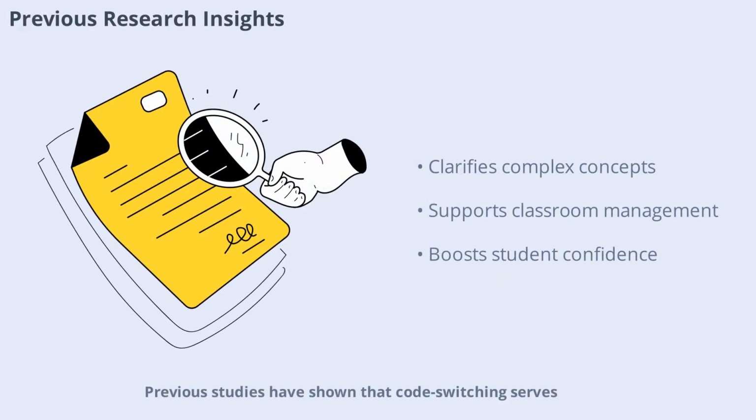Previous studies have shown that code switching serves both educational and emotional purposes in language classrooms. For example, research in Indonesia and China found that teachers use code switching to clarify concepts, manage classroom interactions, and support students' affective needs. Other studies highlight that code switching can reinforce complex language concepts, boost student confidence, and create a more inclusive environment. However, researchers also caution that its effectiveness depends on how and when it is used, as well as student proficiency levels.